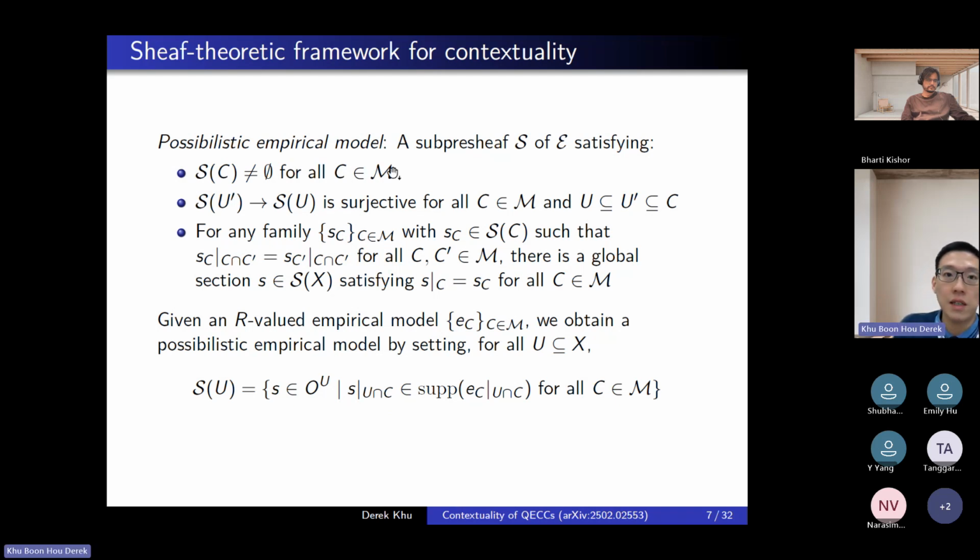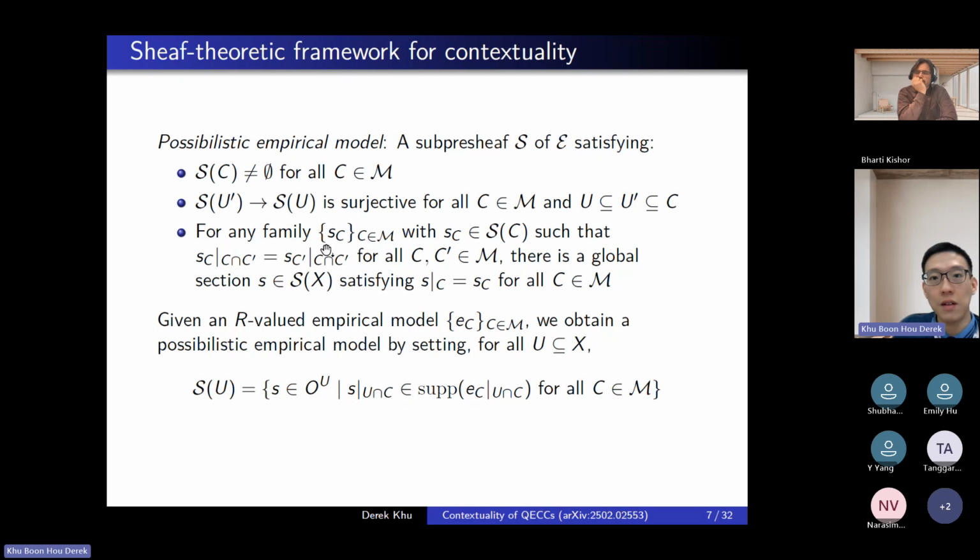So the conditions that we needed to satisfy is that for every maximal context, you must have at least one possible outcome. So essentially, it means that for any measurement that you make, you must have at least one possible outcome that you can get from the measurement. And when you have two sets U contained in U prime, both in the same maximal context, the restriction map is surjective. This is effectively the no signaling condition, which means that if something is possible in a smaller set, it must have come from something in a measurement of a larger set. And so this is no signaling.